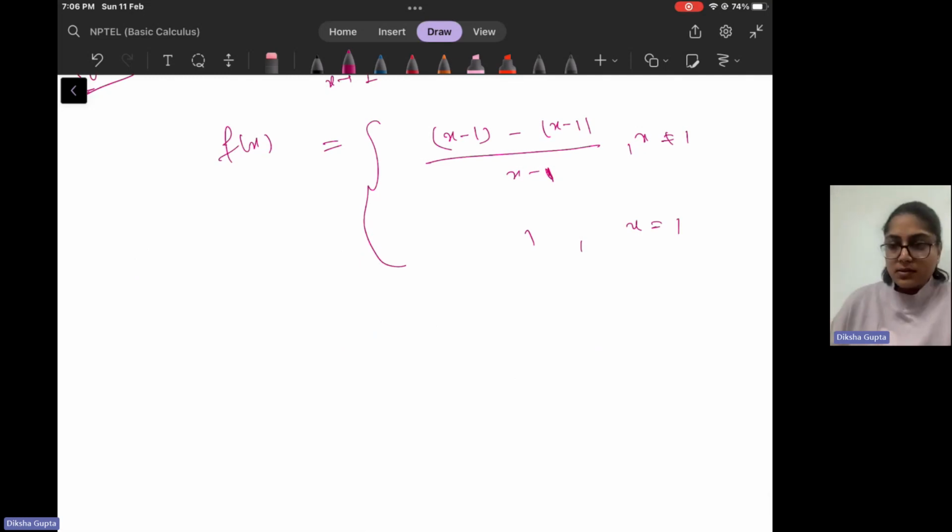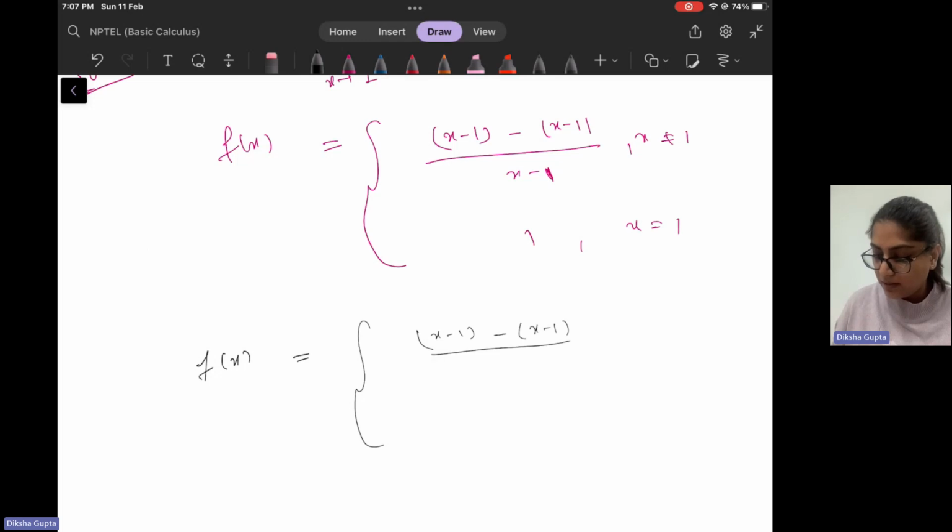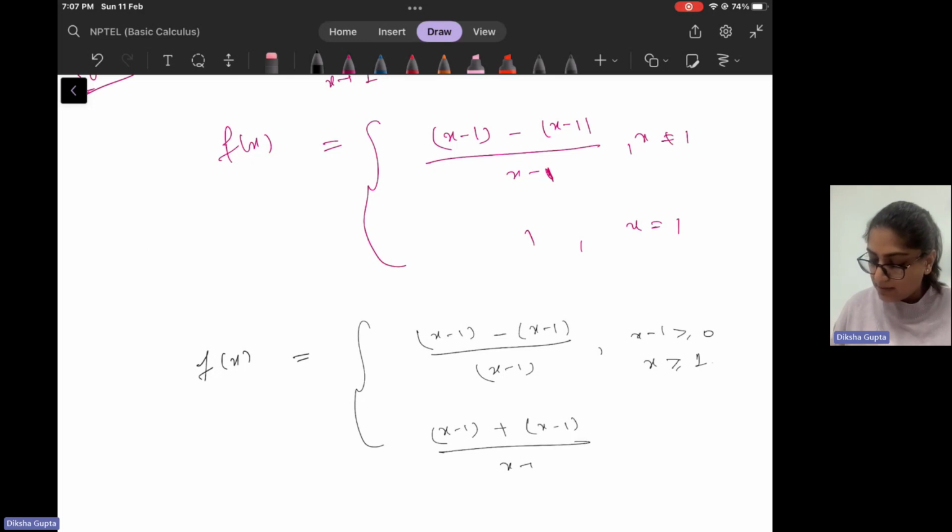So whenever there is a mod, you firstly try to break the function and see how the function is looking. This function will look like f(x) = (x minus 1 minus (x minus 1)) upon (x minus 1) when x minus 1 is greater than or equal to 0, that is x greater than or equal to 1. Because mod of x minus 1 opens as x minus 1 when x minus 1 is positive, and as minus of (x minus 1), which is plus of (x minus 1), when x minus 1 is less than 0, that is x less than 1.